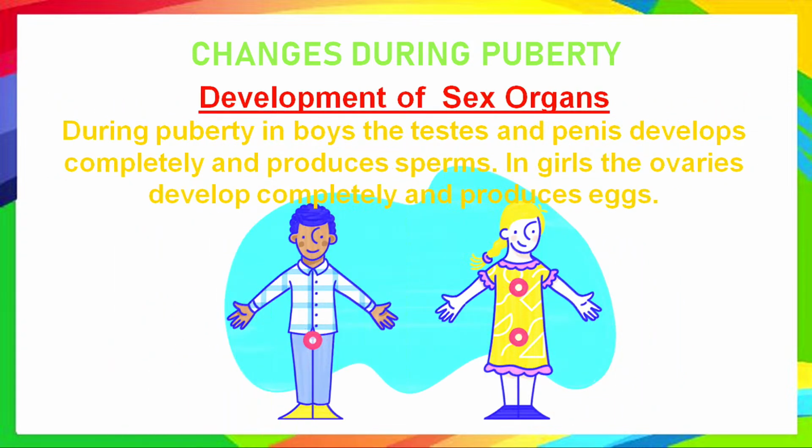Next and the most important change during puberty is development of sex organs. During puberty in boys, the testes, the reproductive part of the male, and penis develop completely and produce sperms. So, the production of sperm starts during the puberty age. In girls, the ovaries develop completely and they start the production of eggs.